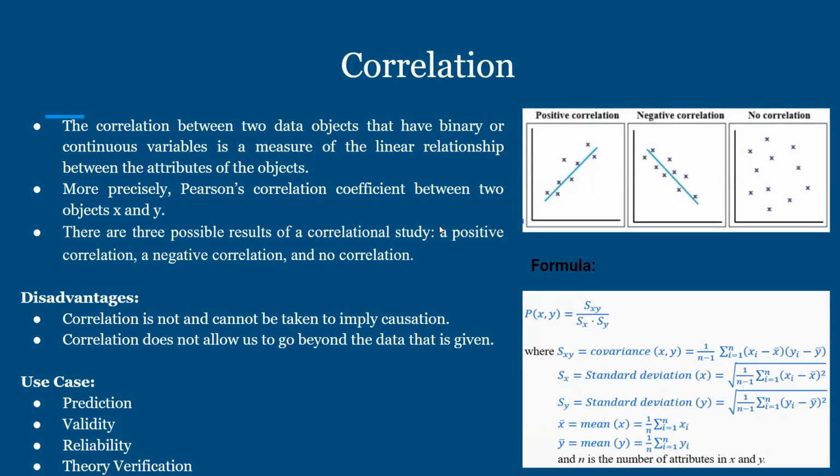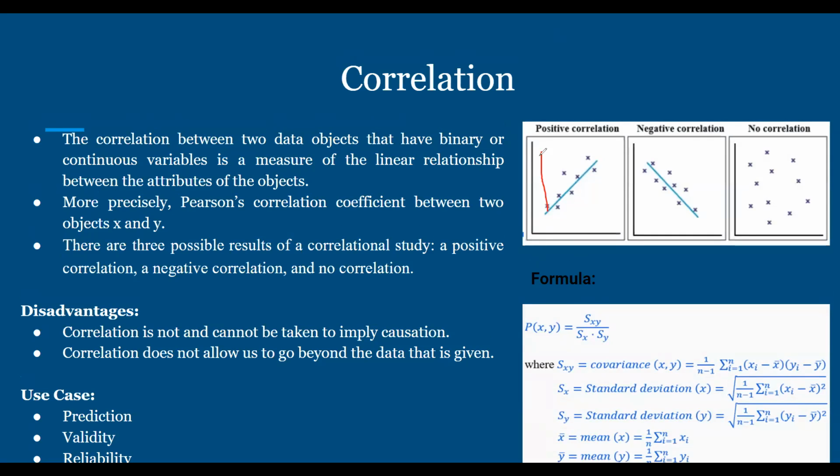We have 3 possible results of the correlation study: a positive correlation, negative correlation, and no correlation. A positive correlation is a relationship between two variables in which both variables move in the same direction. Therefore, when one variable increases, the other variable also increases, or if one variable decreases, the other variable also tends to decrease. An example of positive correlation would be height and weight.